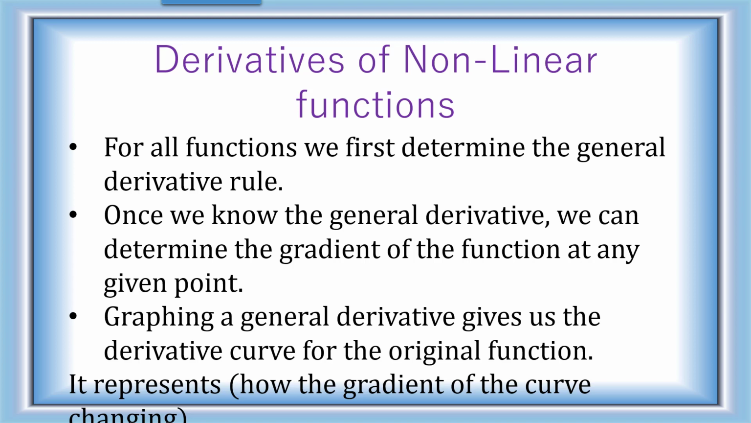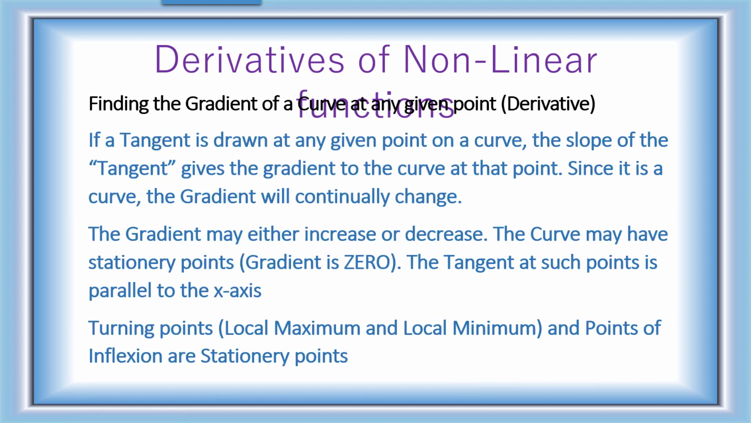And once we have the general derivative, we can determine the derivative at any given point by just substituting the value of x into the derivative. And then we will be looking at graphing general derivatives, which is our study for today. And a derivative curve basically represents how the gradient of the curve is changing at any given point. So we can determine an approximate derivative of a curve by estimating the equation of the line.